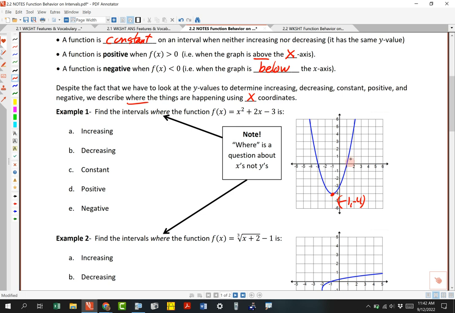They'll say it's increasing here. So it's increasing when it's going from -4 all the way to positive infinity. We're saying where it's doing this according to the x-axis, so it's increasing on this part of the x-axis. It's increasing from -1 to infinity. That's the interval on which it's increasing. So the answer to where it's increasing is -1 to infinity.